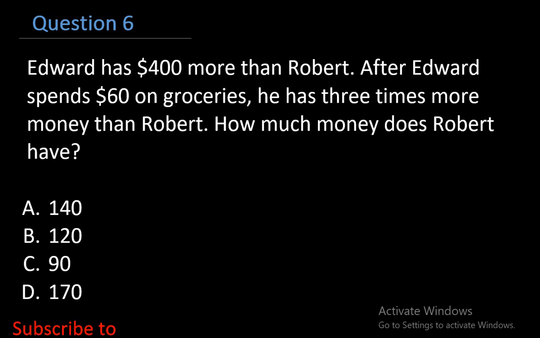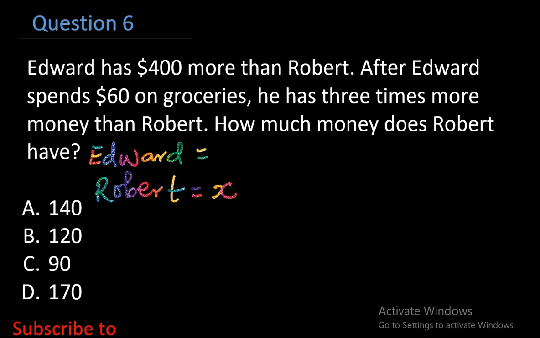Alright, question 6 says, Edward has $400 more than Robert. After Edward spent $60 on groceries, he has 3 times more money than Robert. How much money does Robert have? Take note, Edward here has, okay, let me just write both of their names. Edward has 400 more than Robert. So if what Robert has is X, what Edward will have will be X plus $400 more. Okay, so I won't put the dollars until I'm done.